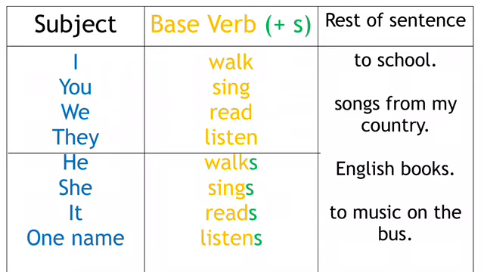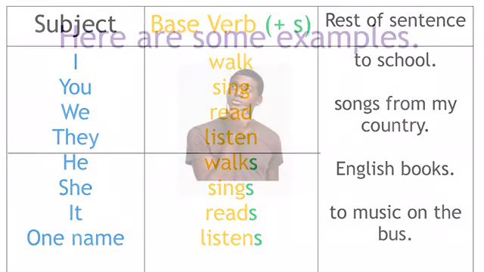But look closely. If the subject is he, she, it, or one name, like David or Safia, we need to add S to the base verb. This makes walks, sings, reads, or listens. Then we need the rest of the sentence. For example, I walk to school. We sing songs from my country. He reads English books. Safia listens to music on the bus.